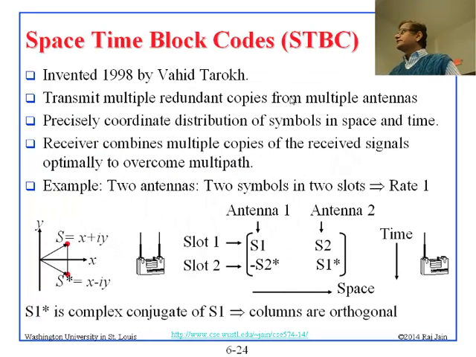So you precisely coordinate the distribution of symbols in space and time, and the receiver combines the multiple copies of the signals. Now if you do all the mathematics which they do, then you can get a much better idea of the channel, and much better signal, and you can filter out noise. Even though your rate did not go up, with 2 antennas you now have a much better possibility of getting it without error.